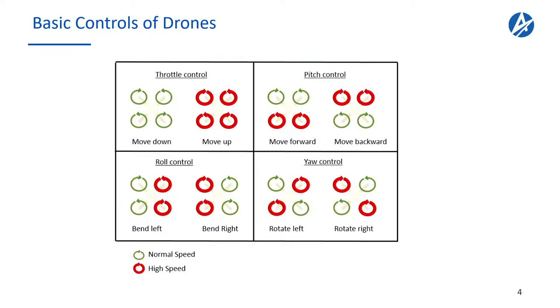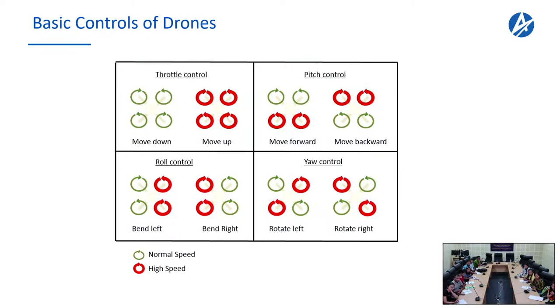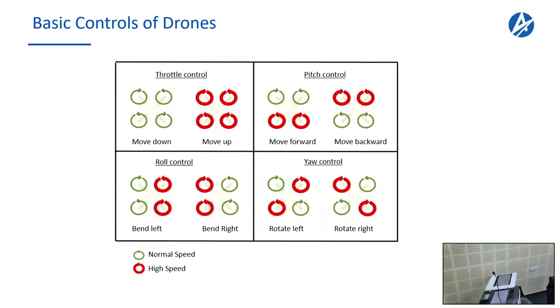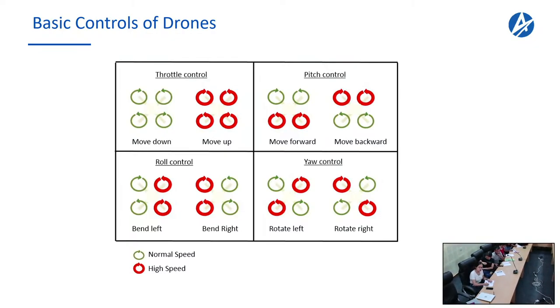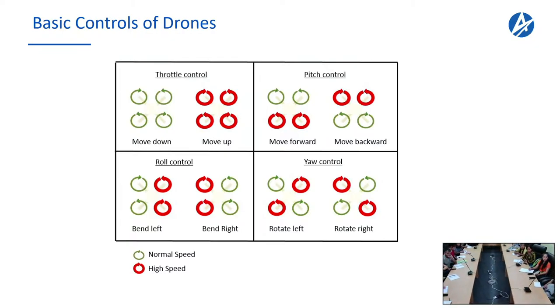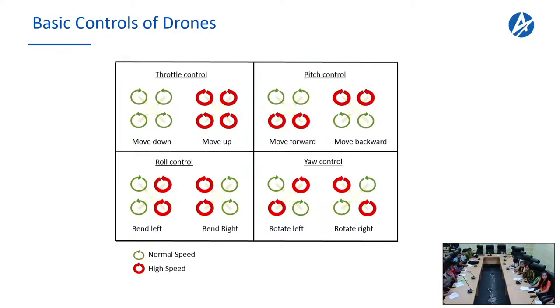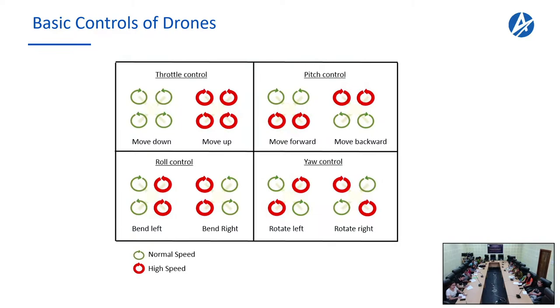So see, first thing is throttle control. Green is like less, red is like if you are giving the command more. When we are giving less throttle command, it will go down; more throttle command, it will move up. So if all the motors are green, at a similar speed, if it is moving at an RPM of 5, then all will revolve at 5 RPM only.